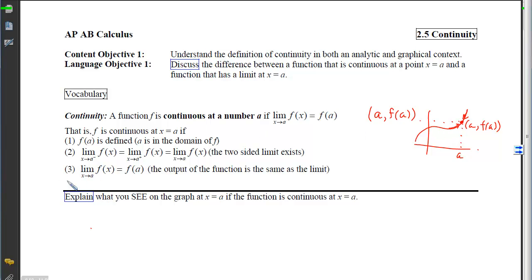Now the third thing, and this is what makes the continuity work for us, is that two-sided limit, in other words, the L or the y coordinate that your function is approaching as you let x get closer and closer to a from both sides, that y value that you're getting close to is the same as the y value that is assigned to the function by f. So the output of the function will be the same as the limit. So I want you to explain in words what you can see on the graph at x equals a if the function is continuous at x equals a.